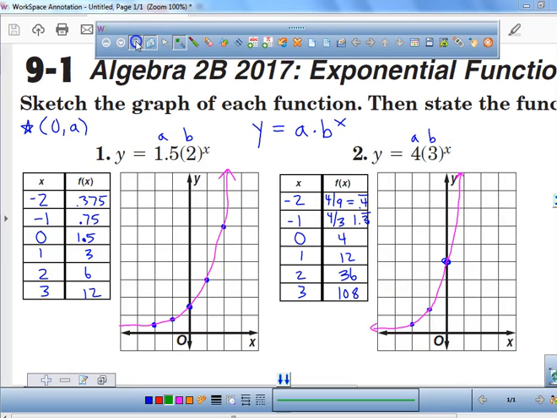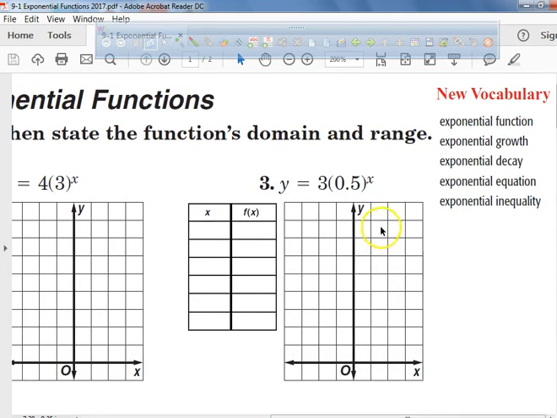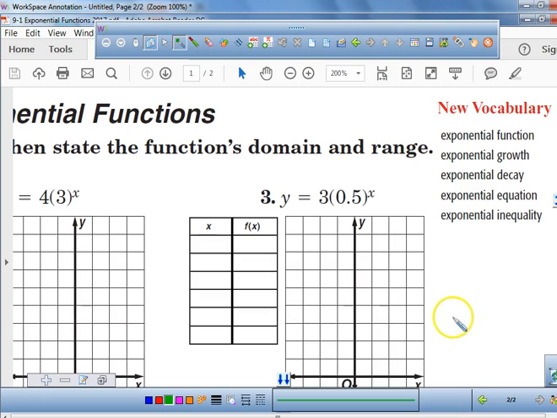Now, these were both growth. All right? These exponential functions both dealt with growth factors. We're going to go over here. This one does not deal with a growth factor. This one deals with a decay factor. So I'm going to put 0. Where are we starting? 0 what?